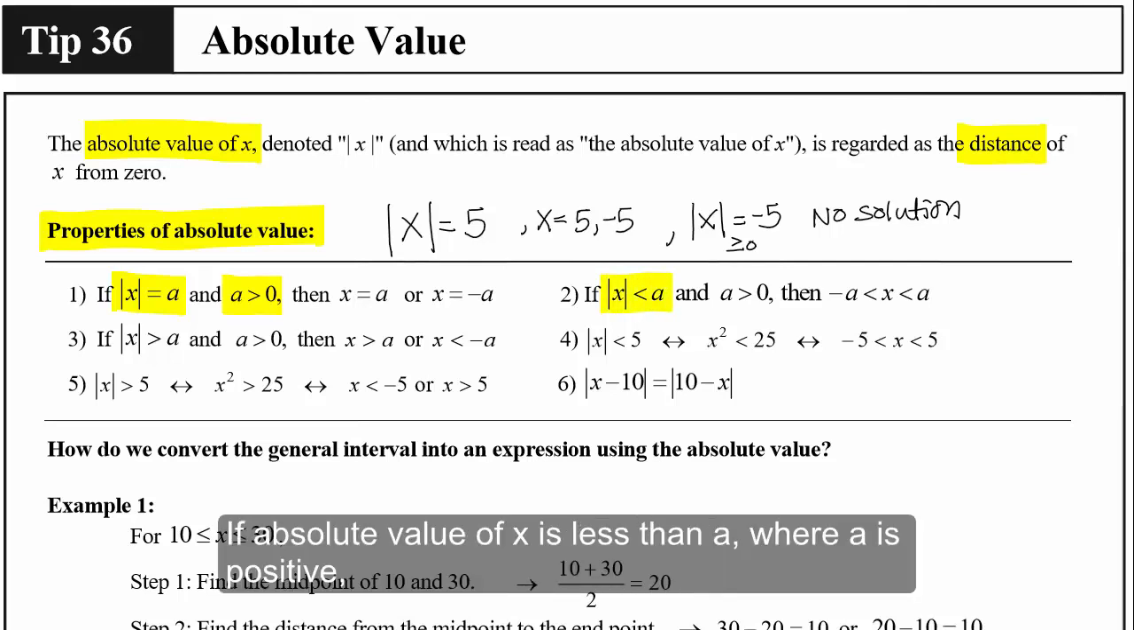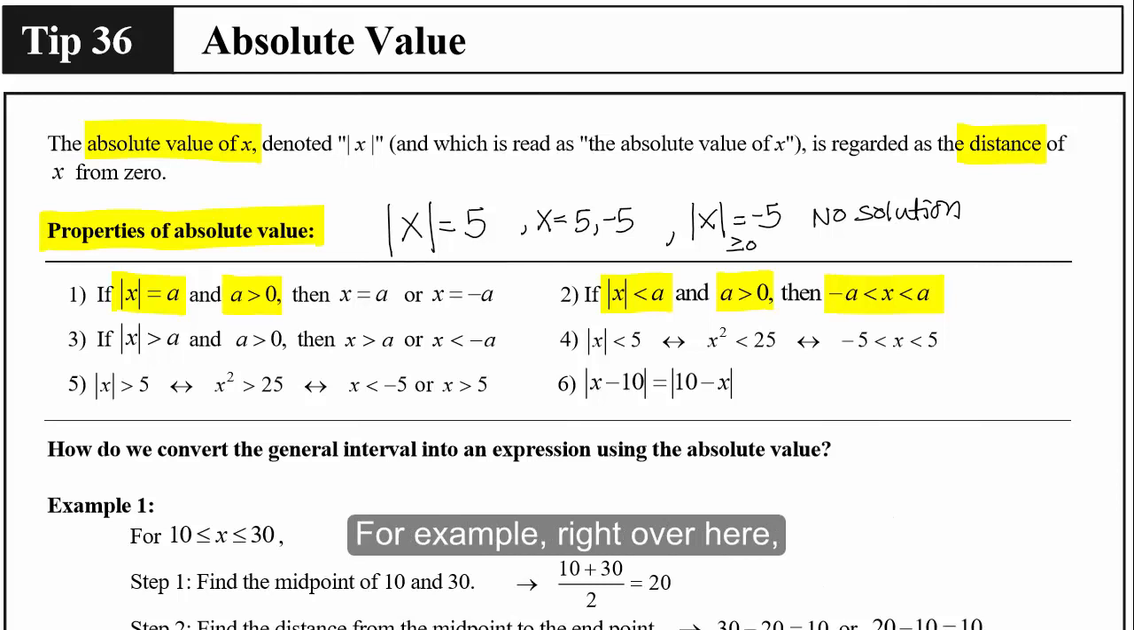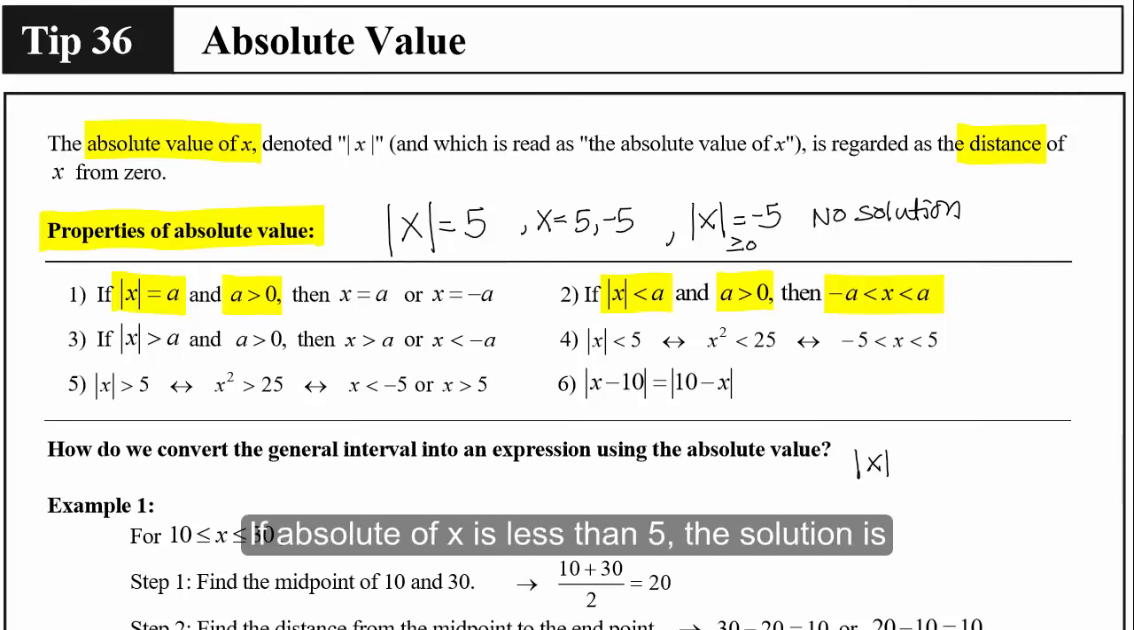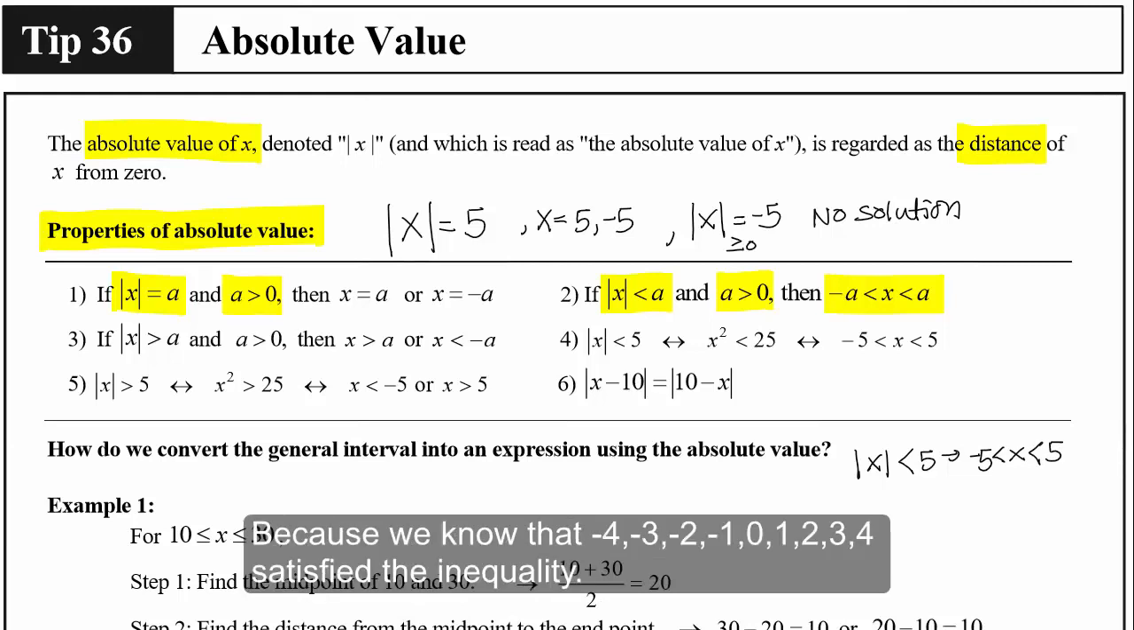If the absolute value of x is less than a, where a is positive, the solution is x is greater than negative a, but less than positive a, right? For example, right over here, the absolute value of x is less than 5, the solution is x is greater than negative 5, but less than positive 5. Because we know that negative 4, negative 3, negative 2, negative 1, 0, or 1, 2, 3, 4 satisfy the inequality, okay, inside.